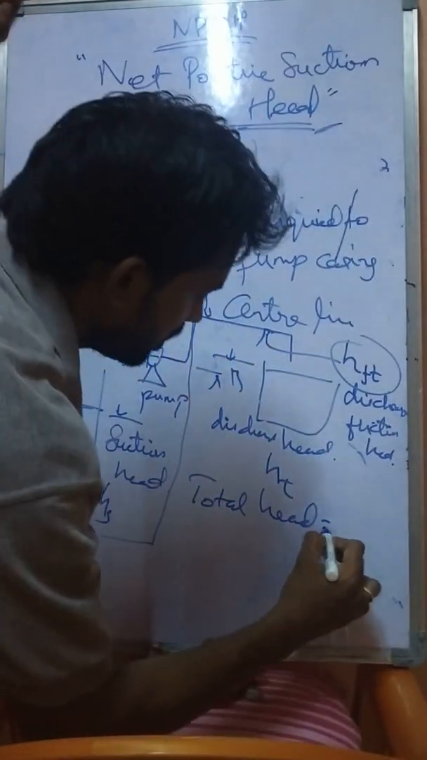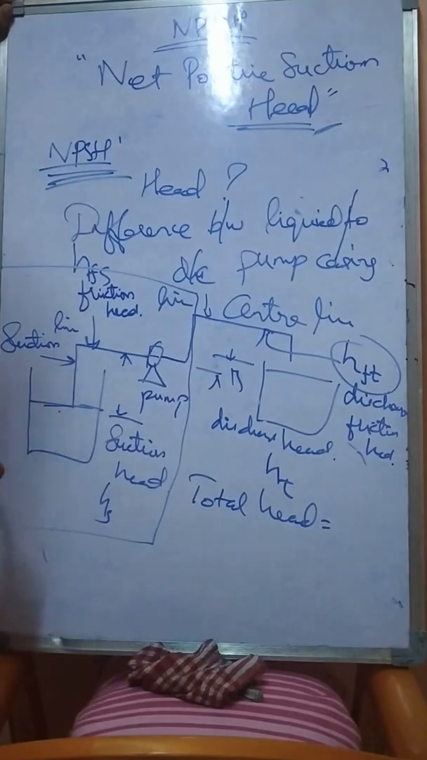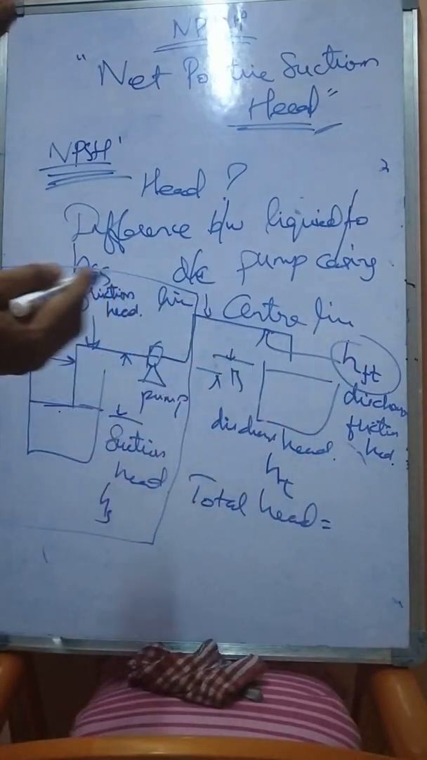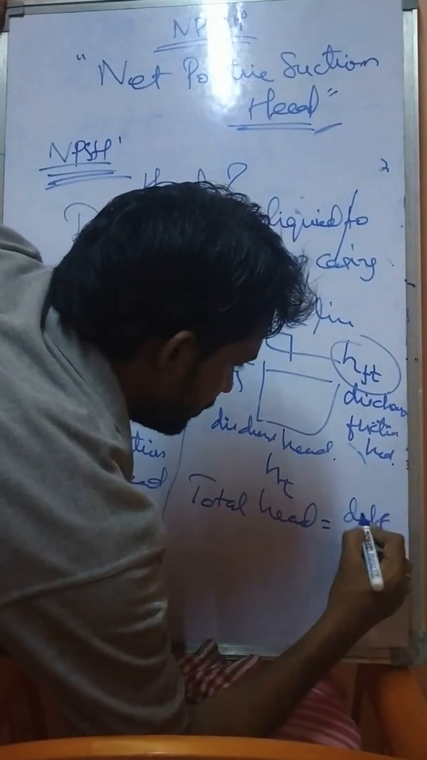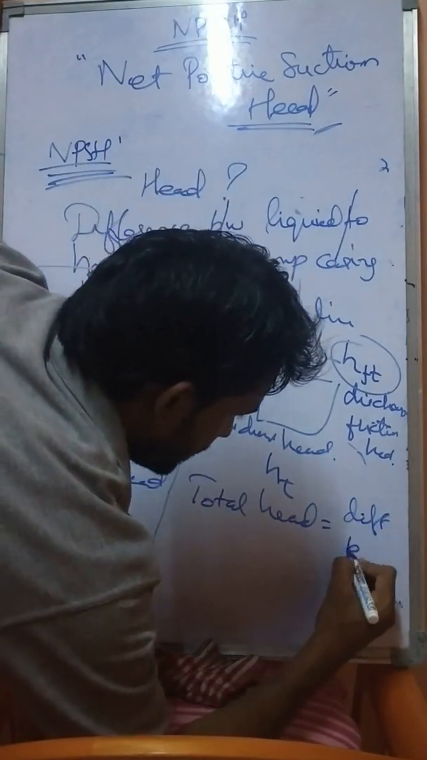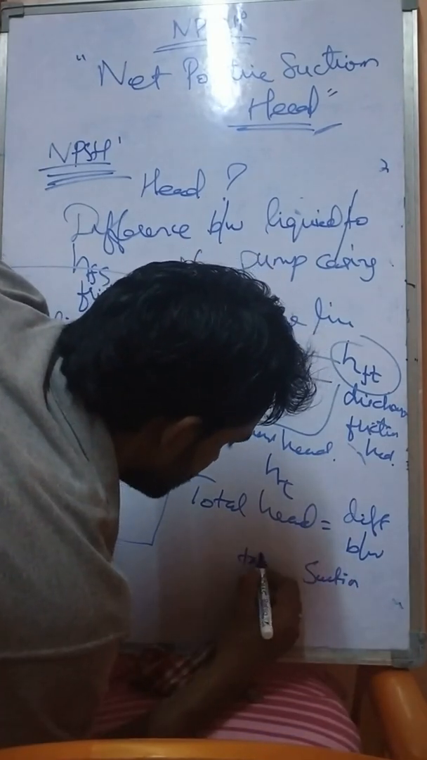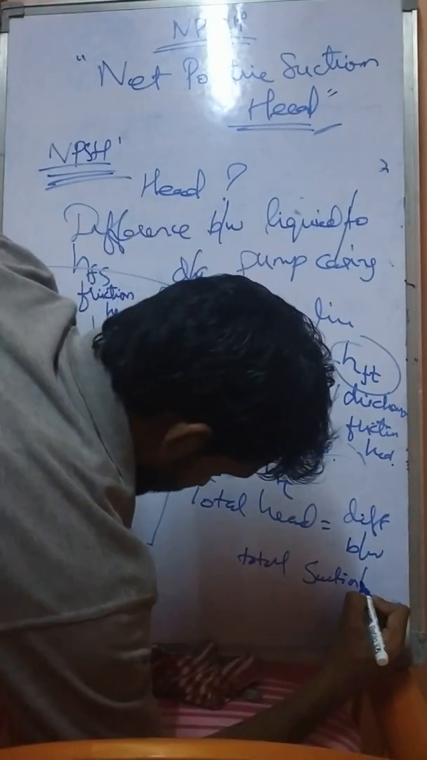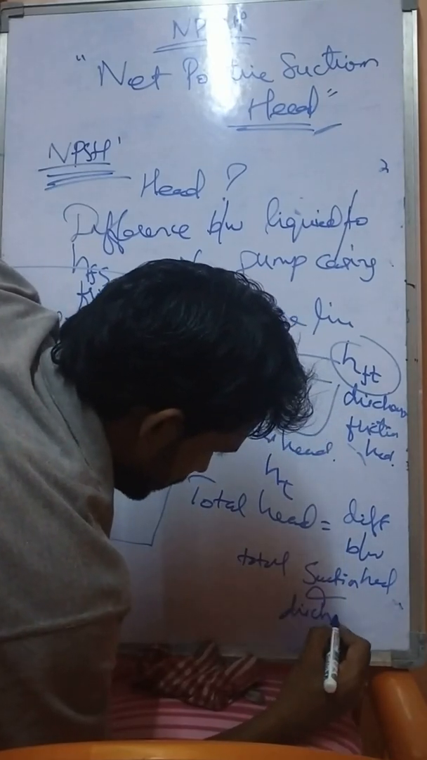Total head is nothing but the difference between the suction and discharge. That will be calculated in meters or feet, whatever the unit. So the difference will be between the total suction head and the discharge head.